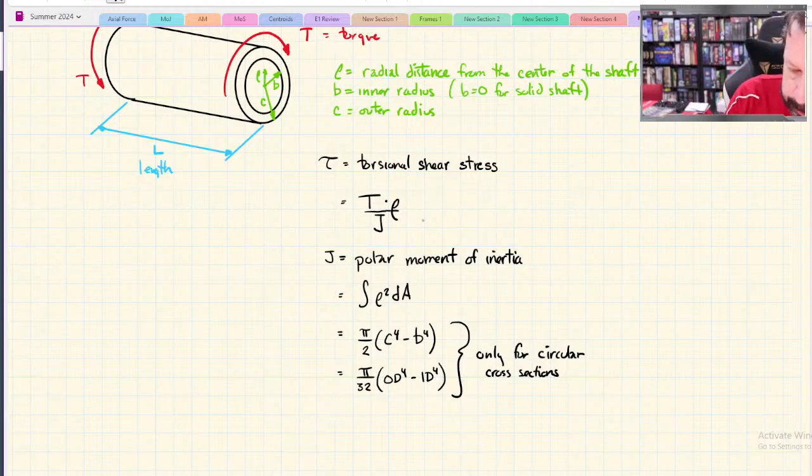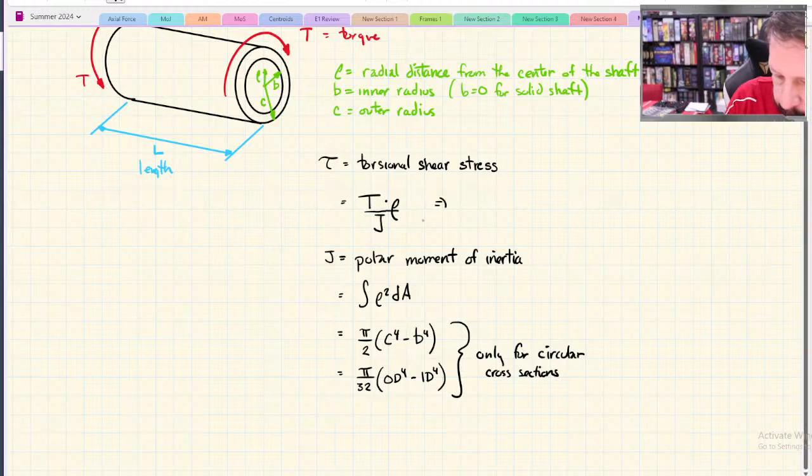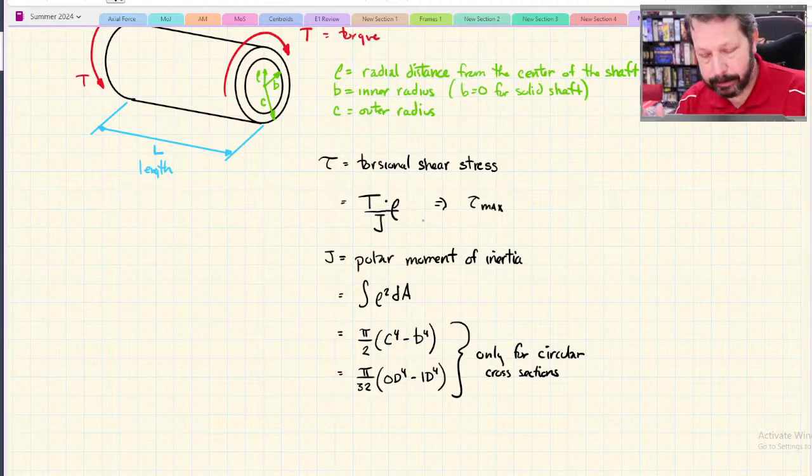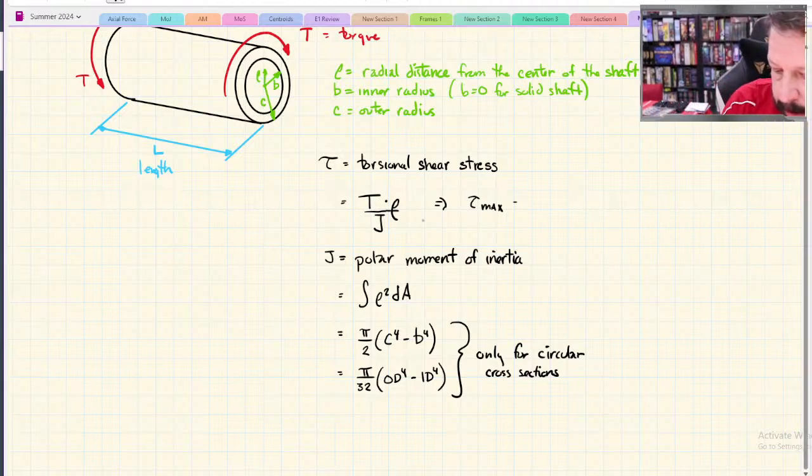So I will say this. Normally you want to do tau max, because most of the time you're interested in the maximum torsional shear stress. Not all the time, but normally you do want to do that. And for tau max, if you look at the equation, T and J won't change.